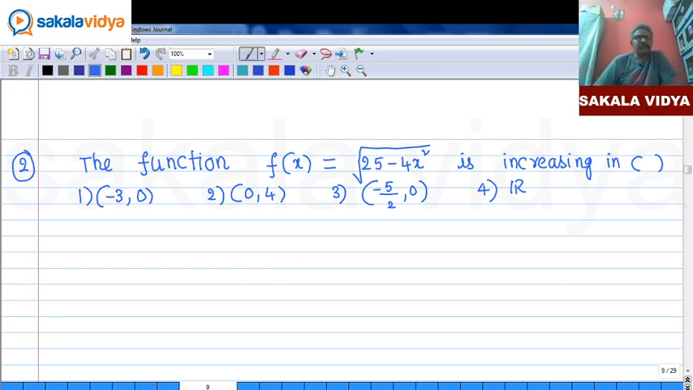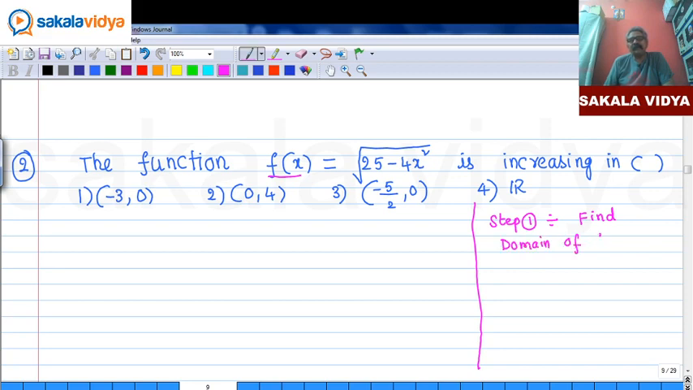Right. The function f of x equals root of 25 minus 4x square is increasing in first option, second option, third option and fourth option. But in this problem actually we need to find out, first step is step 1, find domain of f. It's very important in this question, domain of the function.